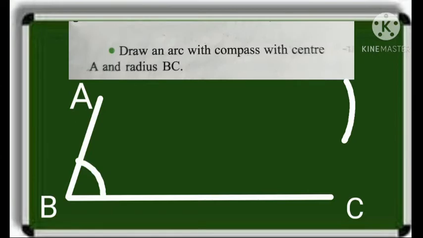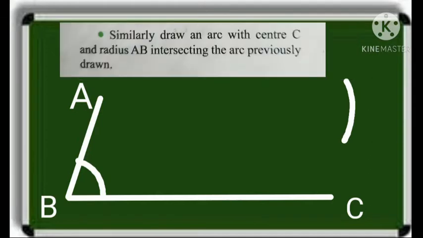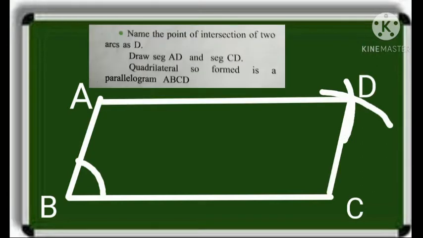Draw an arc with compass with center A and radius BC. Similarly, draw an arc with center C and radius AB intersecting the arc previously drawn. Name the point of intersection of the two as D. Draw AD and segment CD, and this is the quadrilateral ABCD, that is ready.